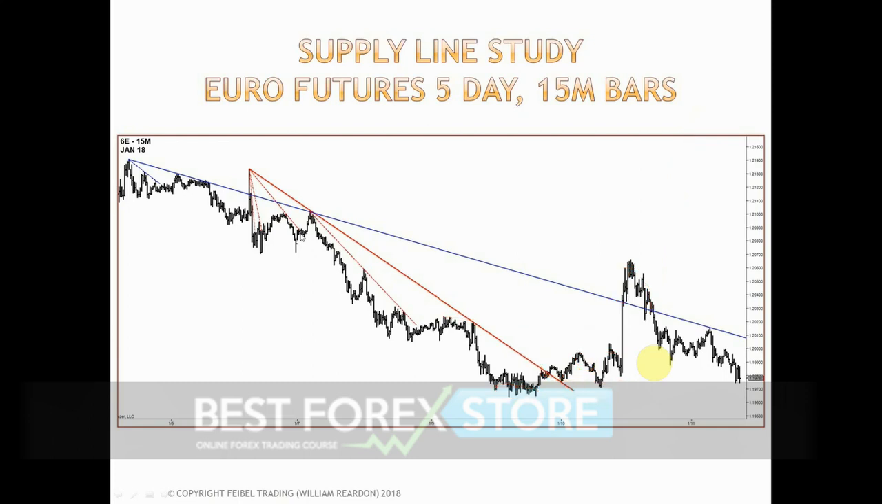So the response from down here is amazing. We take off, breaking the supply line, and we look at the close of the bar. It's just above the supply line. It's amazing. It's very strong behavior. Now we're thinking, sky's the limit. We're going to rally to contest the highs up here, but, and it's a big but, there is no follow through from this buying.